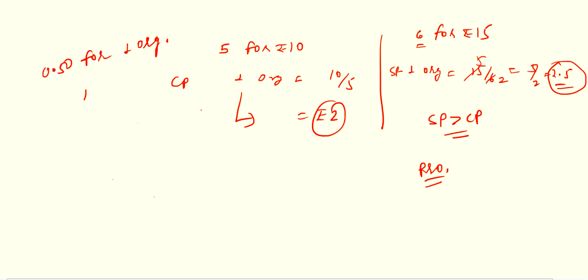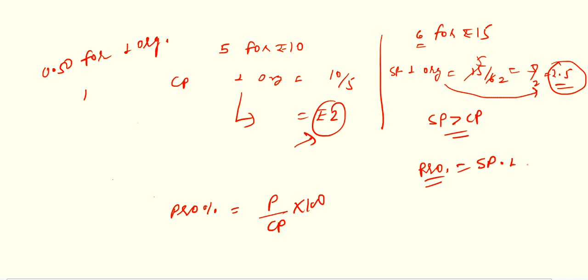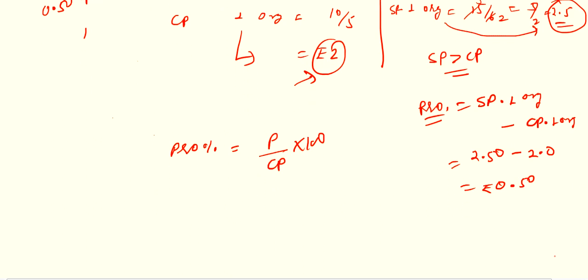As you can see, cost price of one orange is rupee 2 and the selling price of one orange is rupee 2.5. So profit percent we have to find on one orange. Profit percent equals profit upon CP into 100. Now how to calculate profit? Profit equals SP of one orange minus CP of one orange. SP is 2.50, CP is 2.0, so we get 0.50 rupee profit on one orange.